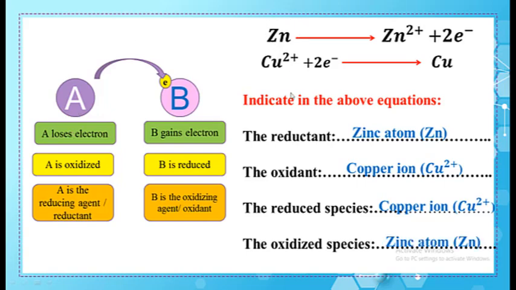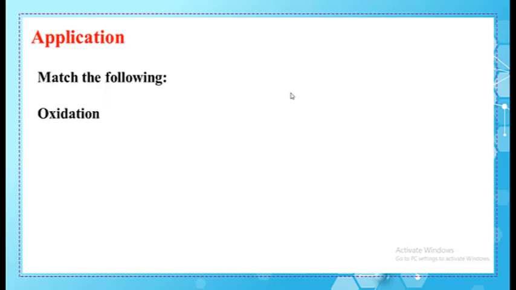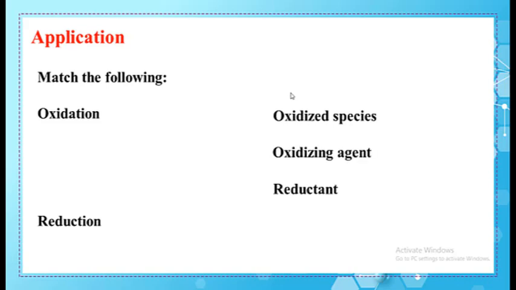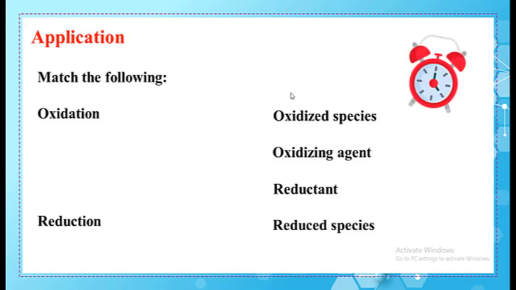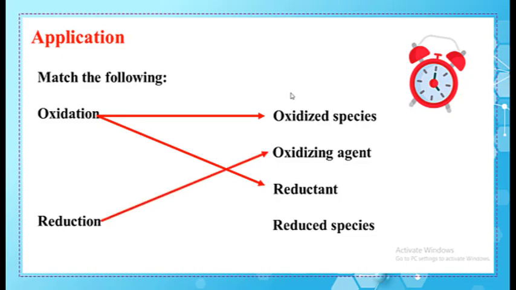Application. Match the following: oxidation, reduction, oxidized species, oxidizing agent, reductant, and reduced species. So stop the video, try to solve this application alone, then turn on the video. The species that undergoes oxidation, we call it oxidized species, and also we call it reductant, while the species that undergoes reduction half reaction, we call it oxidizing agent and reduced species.